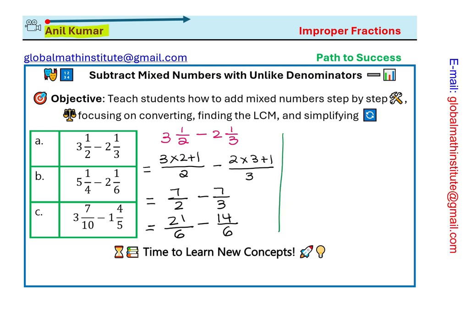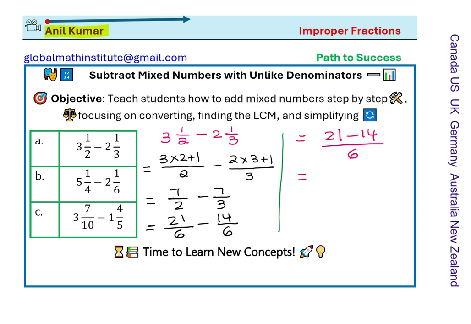21 minus 14 over 6, right? So I'm going to rewrite this as equal to, in the numerator, we have 21, from where we have to take away 14, and the common denominator is 6 for us. Is that clear to you? Now 21 minus 14 is 7 and 7 over 6. So what do we get? We get an improper fraction, which now we can convert back to a mixed number. Dividing 7 by 6, we get 1 with remainder 1, over 6.